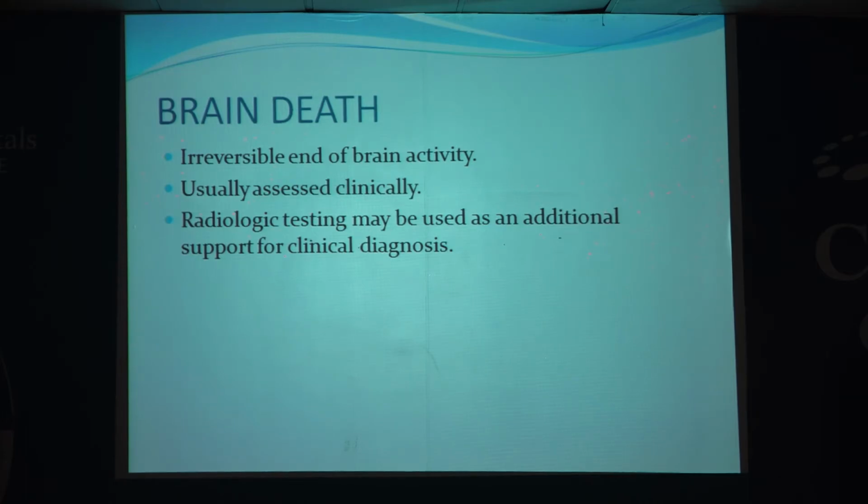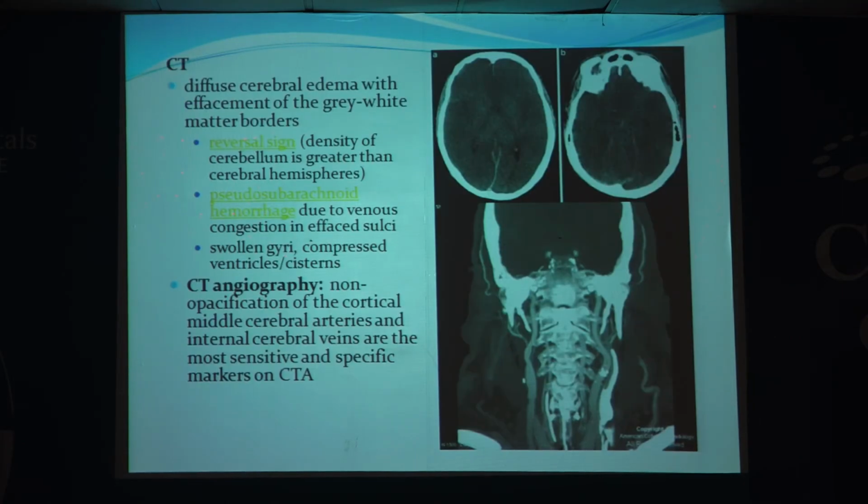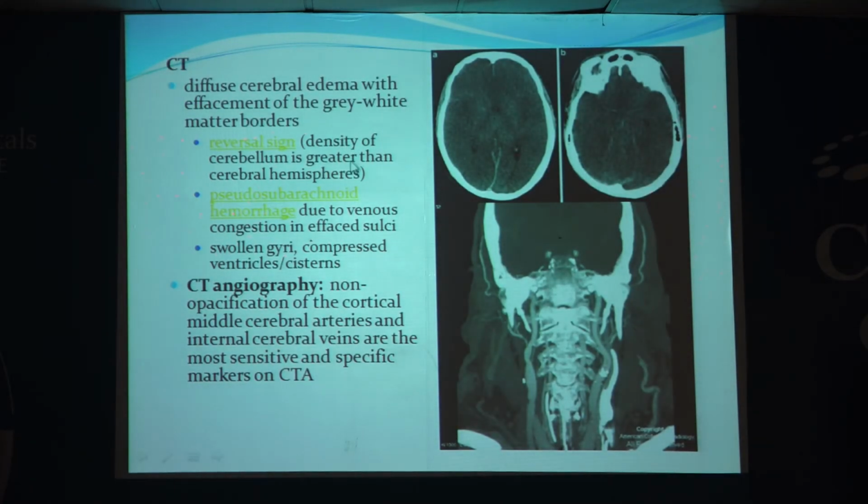Now, coming to brain death. Brain death is an irreversible end of brain activity. It's usually a clinical diagnosis. Radiology is only an additional support for the clinical diagnosis. Like on CT, we can see that there is diffuse hypodensity in the brain, there is loss of gray white matter differentiation, and sulcal effacement.